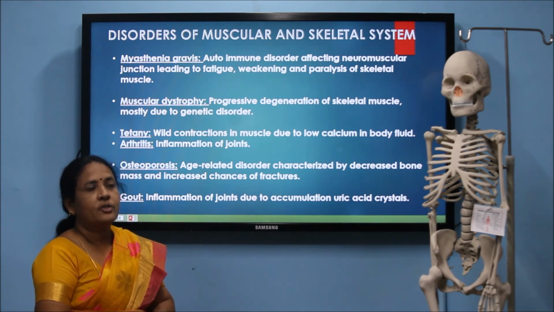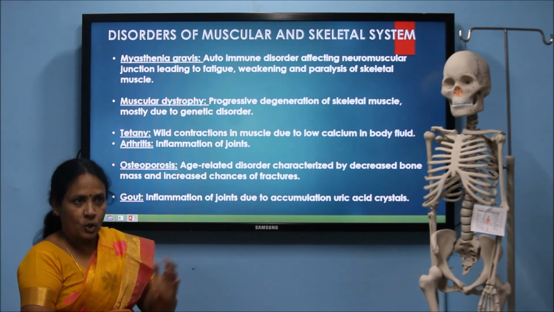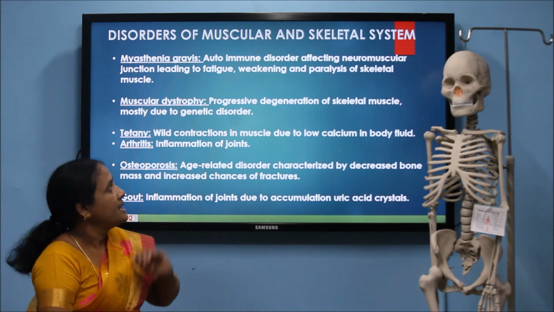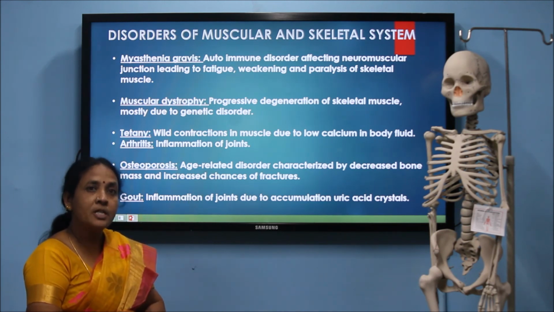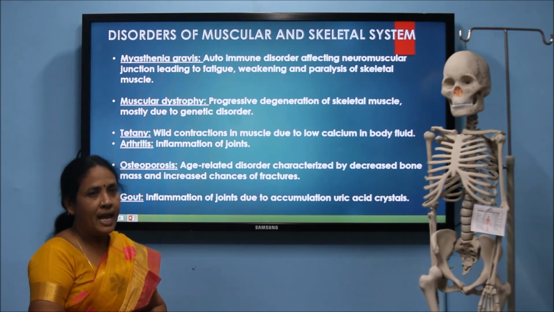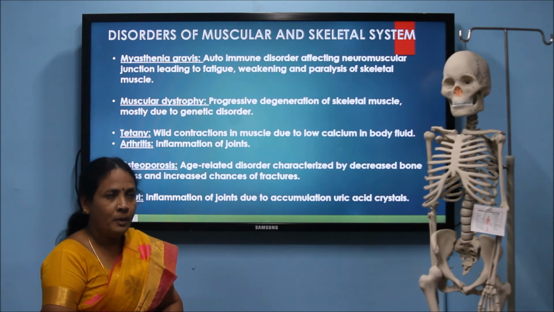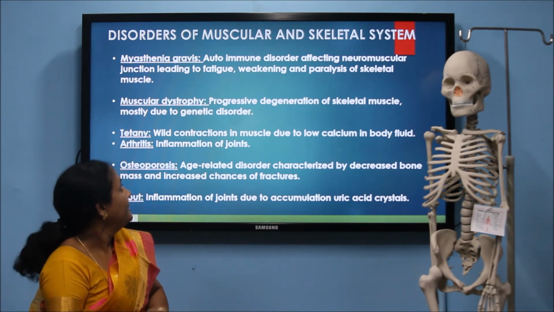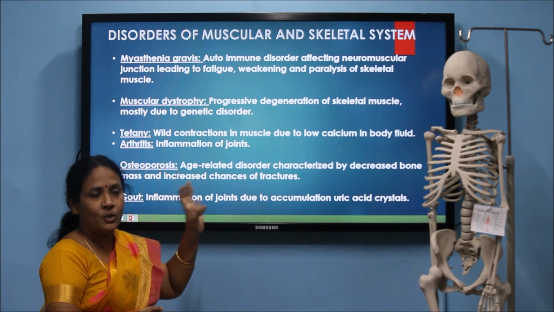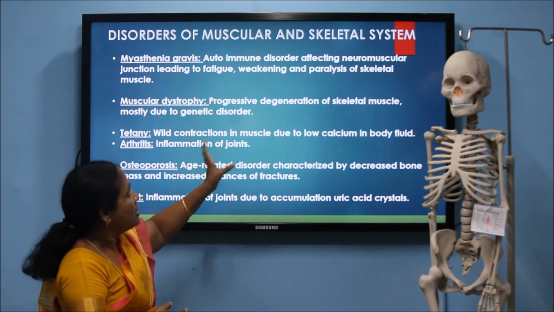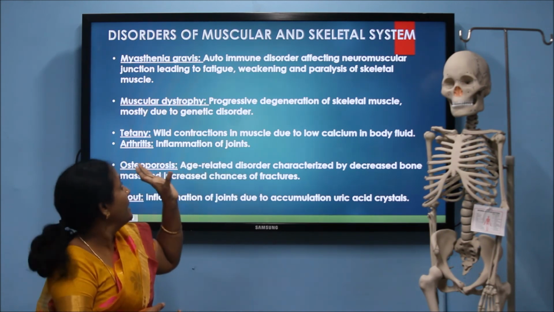So far we have seen the muscular system and the skeletal system, which are responsible for bringing movement as well as locomotion. I hope you understood the skeletal system and the muscular system.